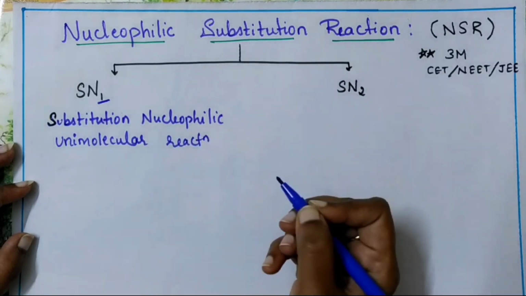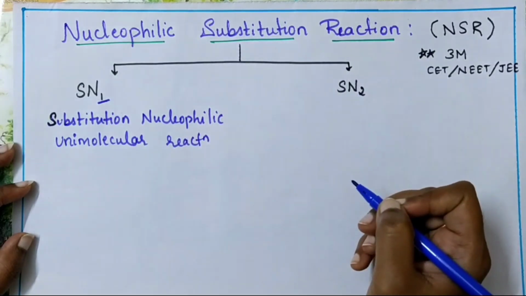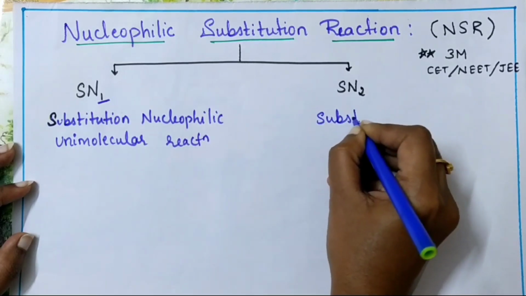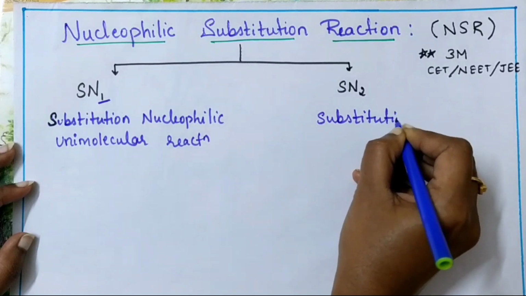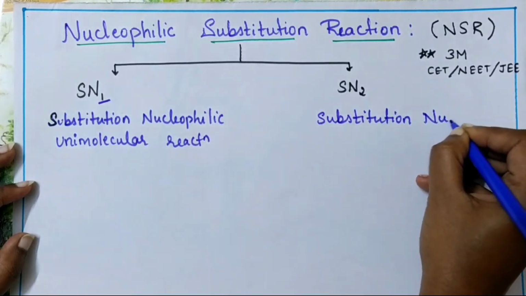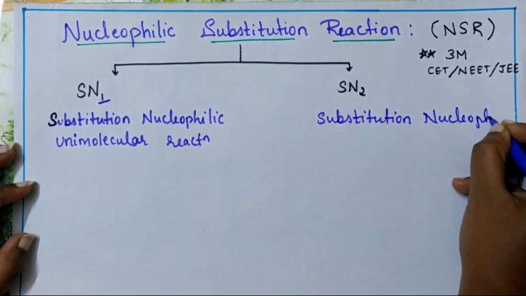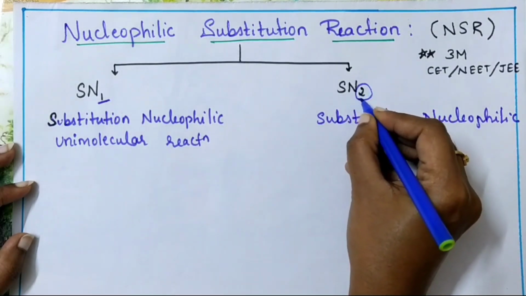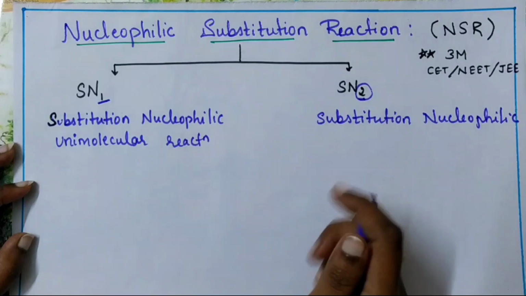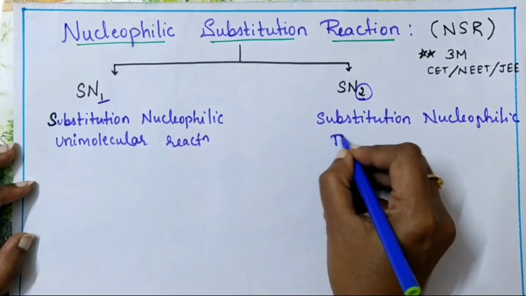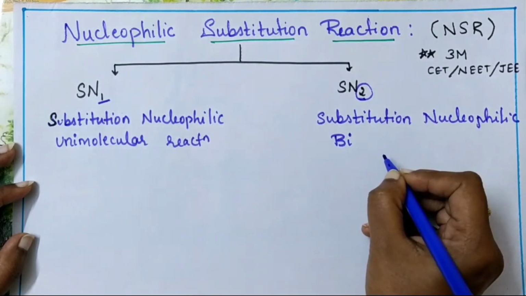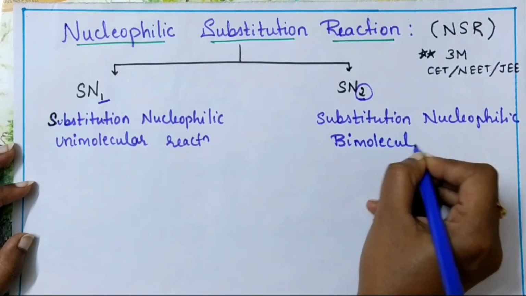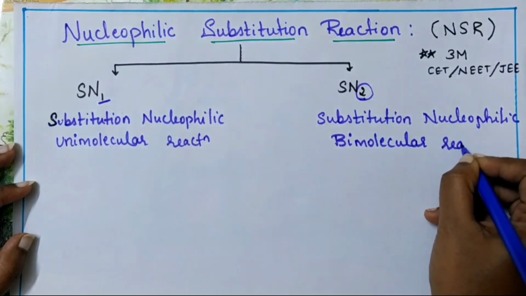Now you can guess what this SN2 is. SN2 is nothing but substitution nucleophilic, and 2 stands for 2 molecules. That 2 molecules you can write like bi. Bi means 2. Bimolecular reaction.